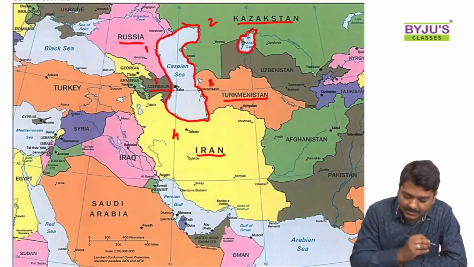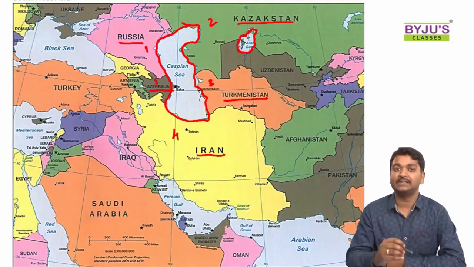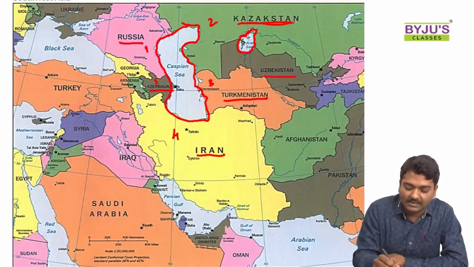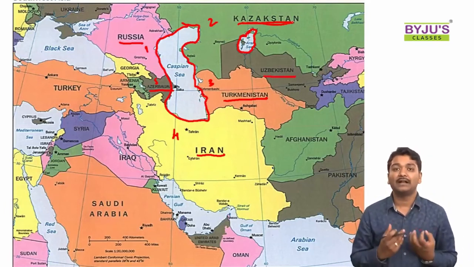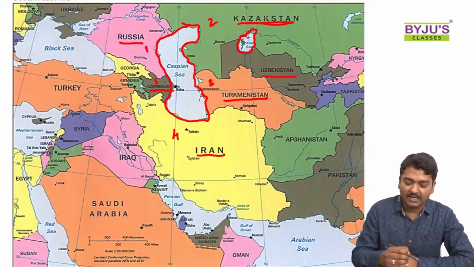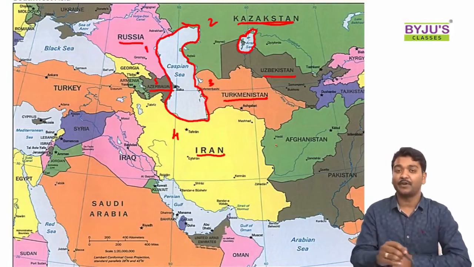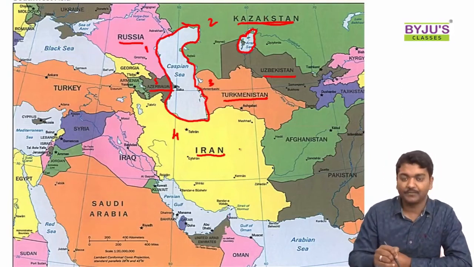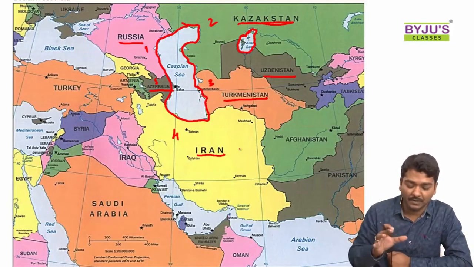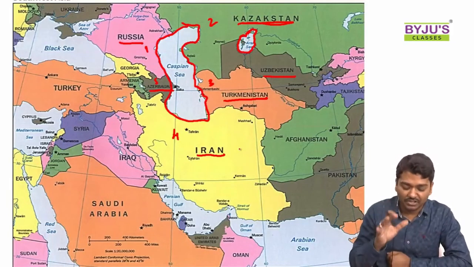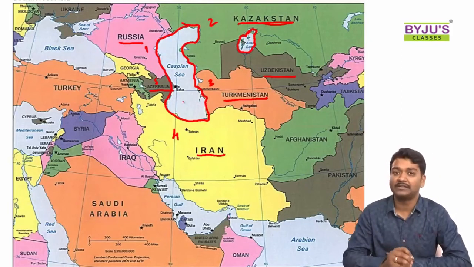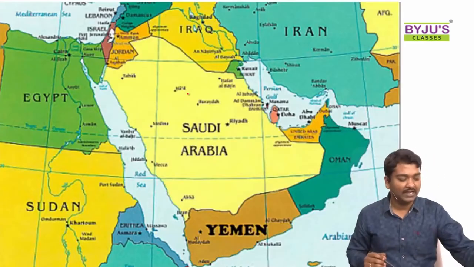Aral Sea. So Aral Sea is in between which two countries? Uzbekistan and Kazakhstan. This can be a question. Aral Sea is in between which two countries? Uzbekistan and Kazakhstan. Caspian Sea is surrounded by which countries? Five different countries. So these can be questions from this particular area. So just ensure that you see which countries are surrounding the Aral Sea, and the second one around the Caspian Sea.